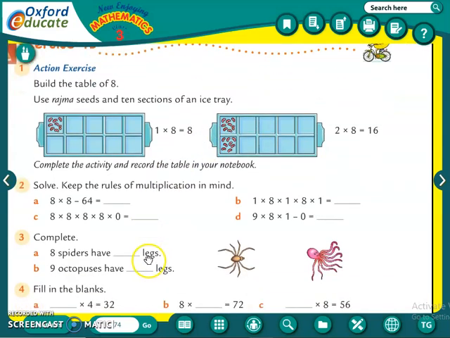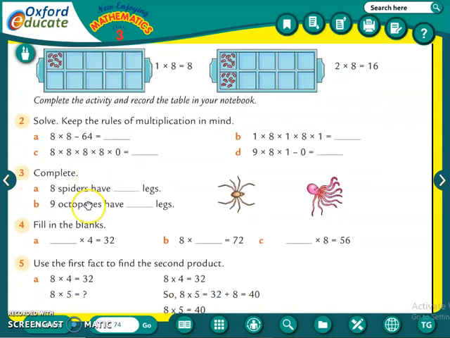Then afterwards we will do the second question. Solve. Keep the rules of multiplication in mind. See, here it is written 8 multiplied by 8 minus 64. Then what will we do? We will first of all count 8 multiplied by 8 means 8 eights are, what is the answer? 8 eights are 64. 64 minus 64 is equals to 0.